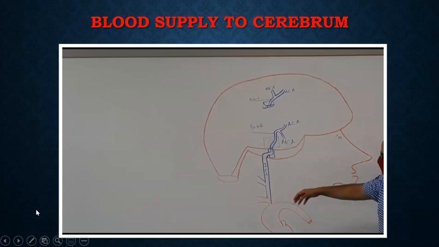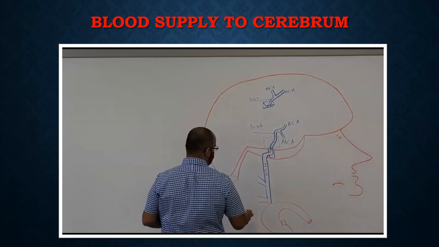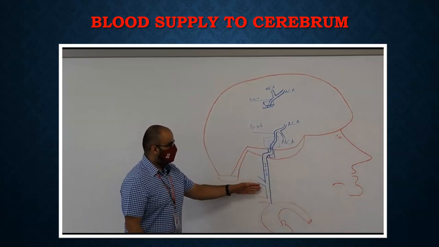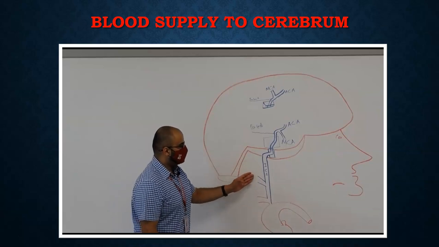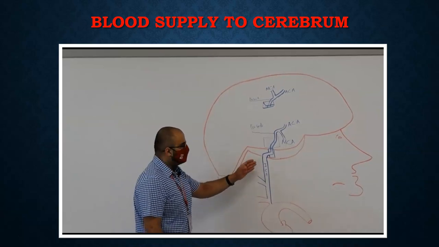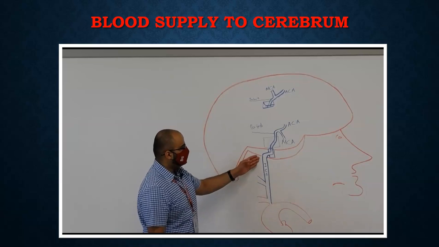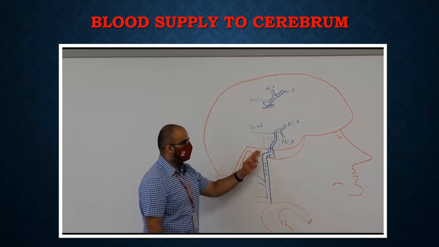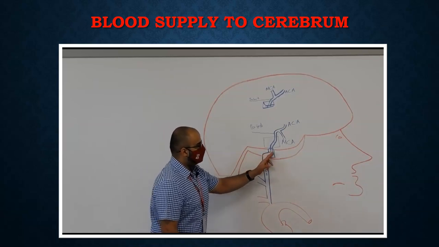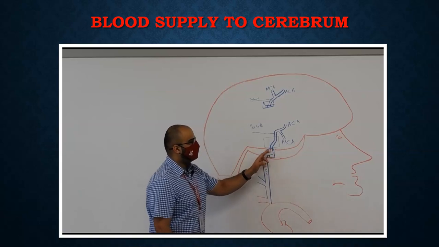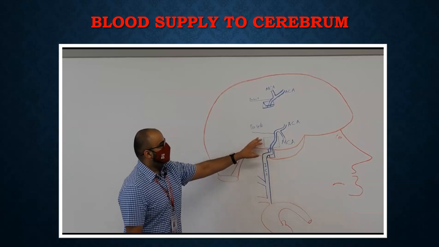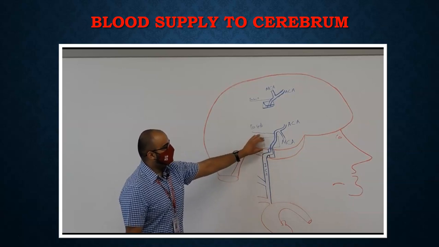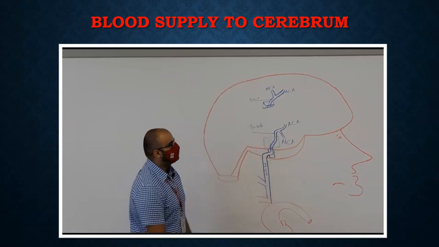Internal carotid artery. It rises from the aorta as the common carotid artery, which comes up and divides into the external and internal carotid arteries. The internal carotid artery enters through the carotid canal, okay? It enters and exits from the foramen lacerum, and it enters into the structure called the cavernous sinus.